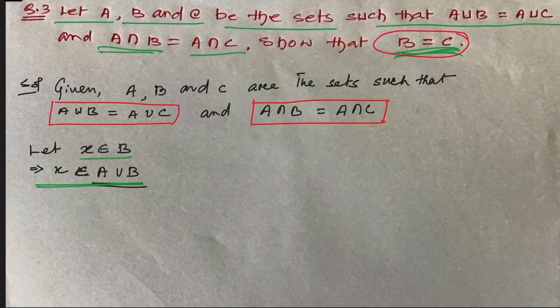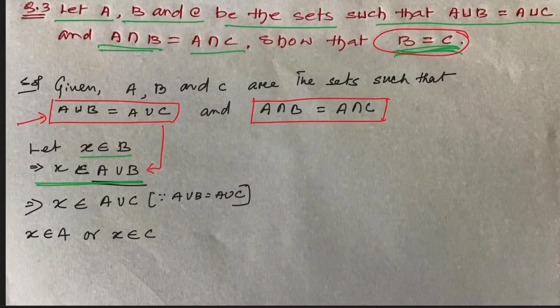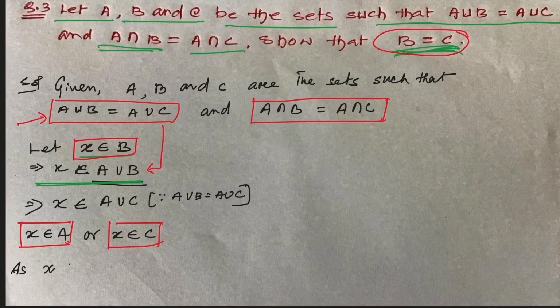Now let me show you. Here one more thing is given, that A union B is equal to A union C. So let us use it. Then we get X belongs to A union C, since A union B is equal to A union C. Then we can say X belongs to A or X belongs to C. So now you can see when X belongs to B, we have got X belongs to A or X belongs to C. From this we can write that, as X belongs to B and X belongs to A.